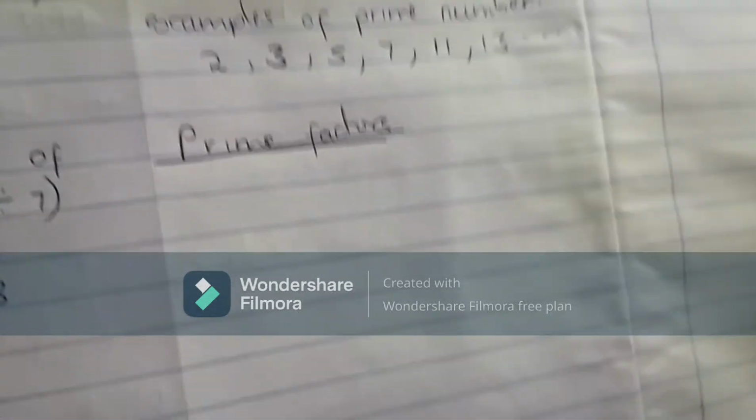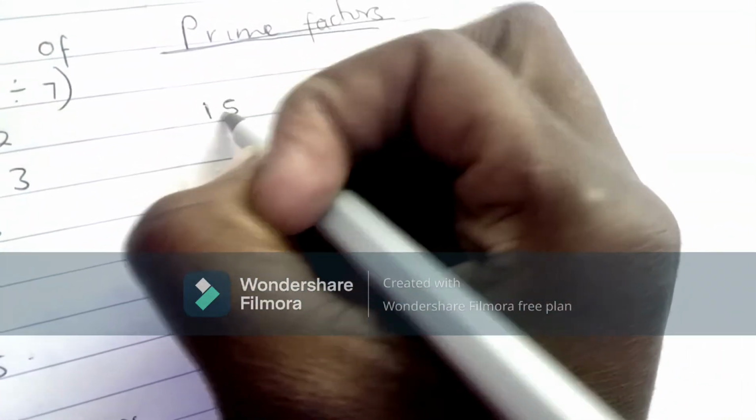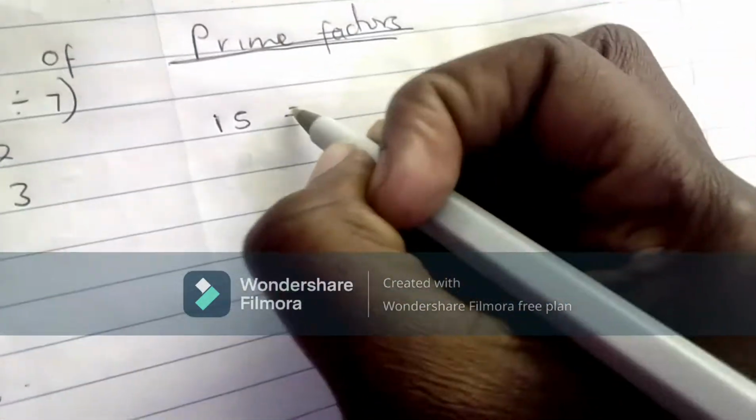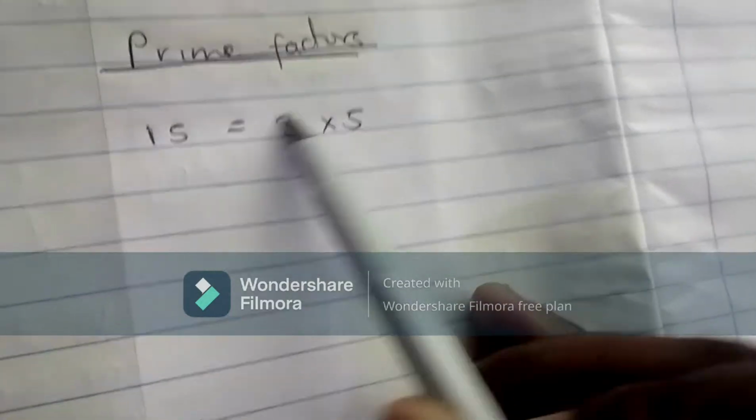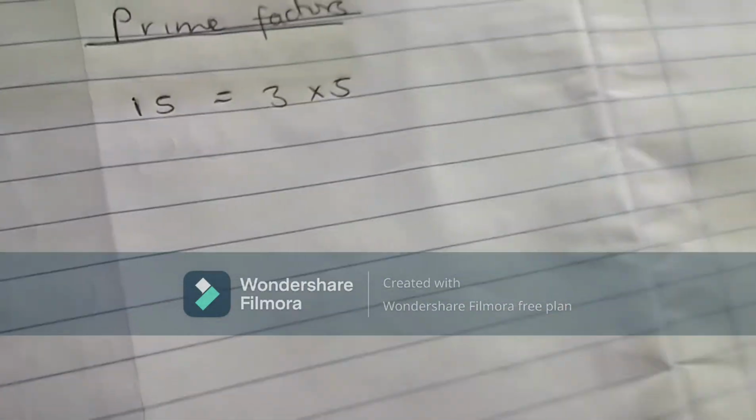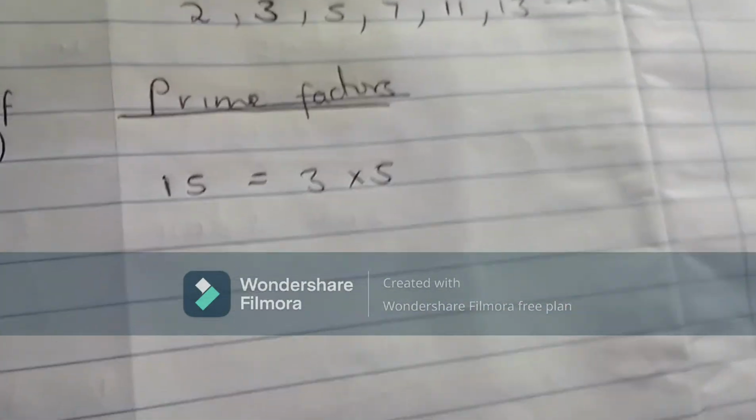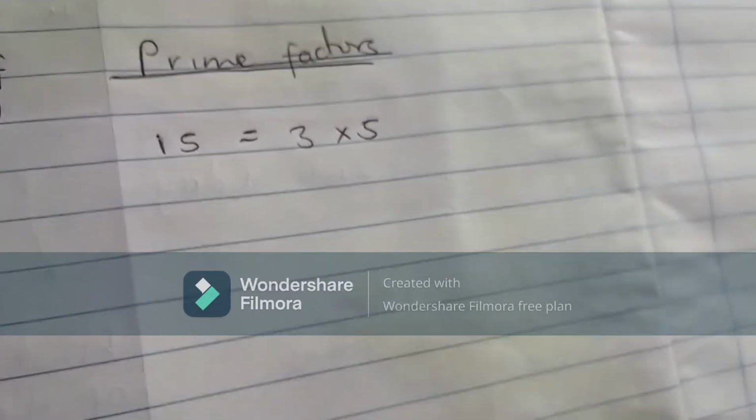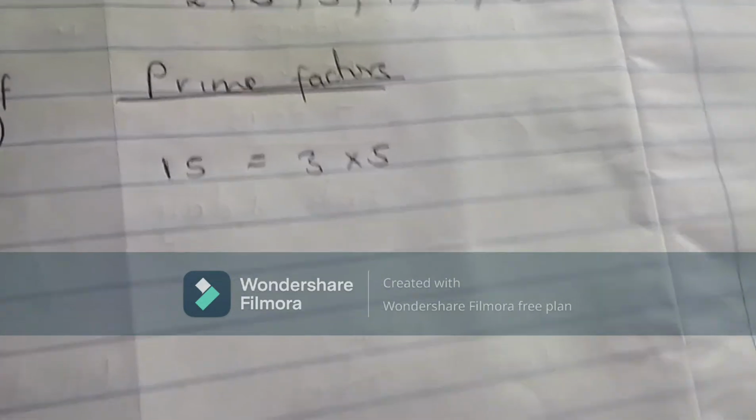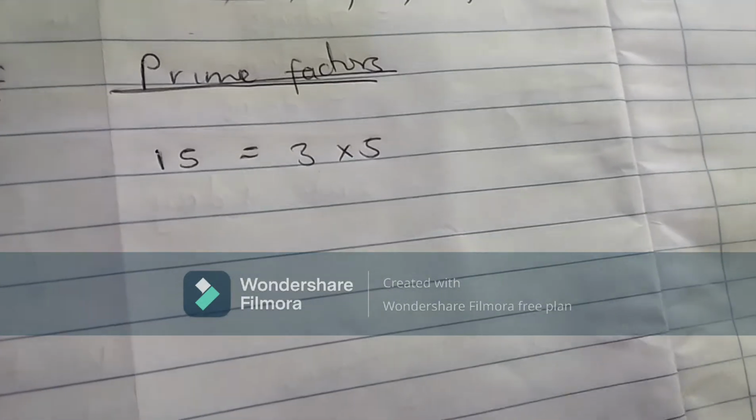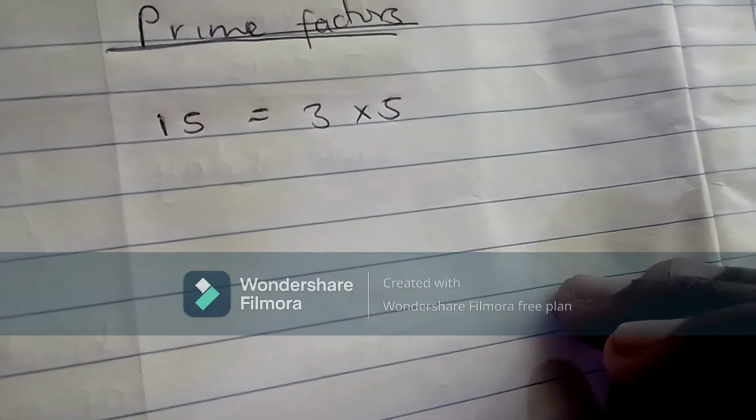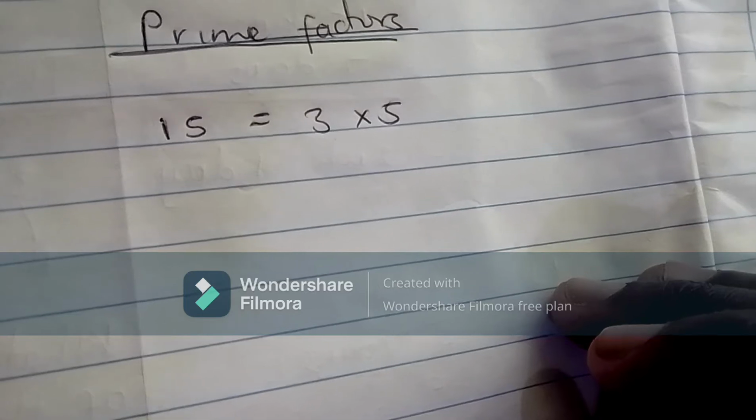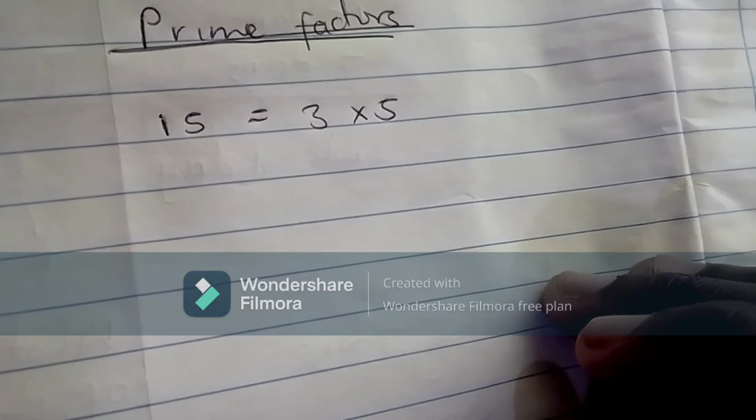For example, let's say 15. To obtain 15, we can say 3 times 5. These 3 and 5 are prime factors. Yes, they are factors, but they are also prime. That's the point we are saying. We are saying the numbers have to be factors first, and they have to be prime. Which other numbers can be? No, there's no other number, right?